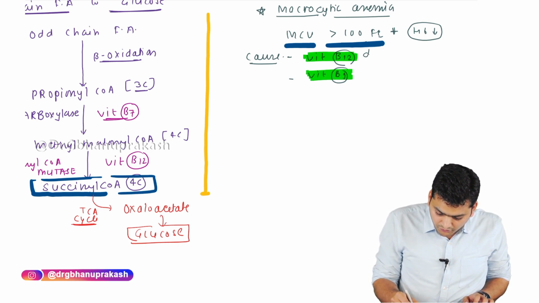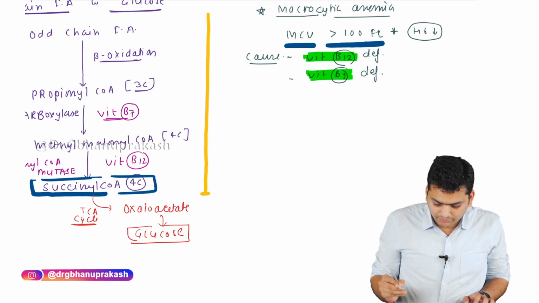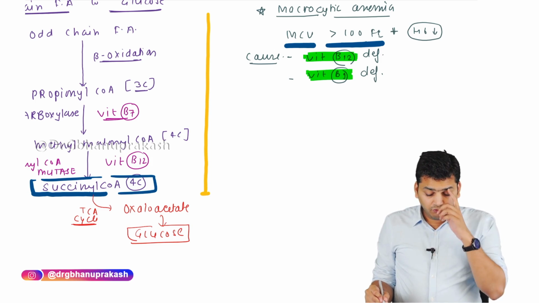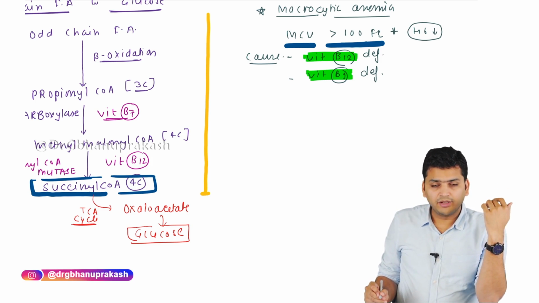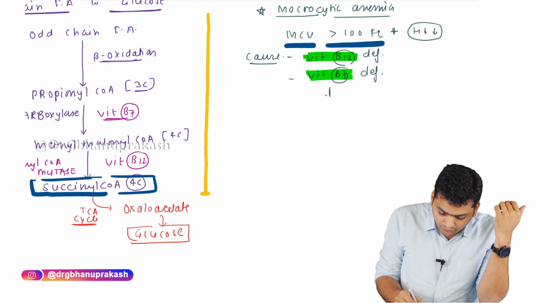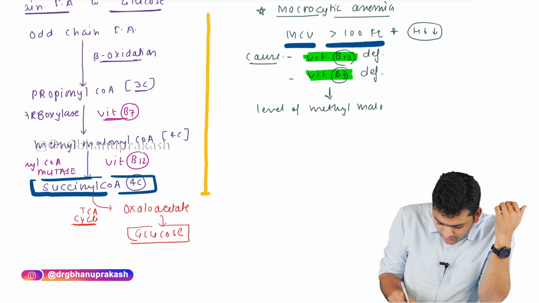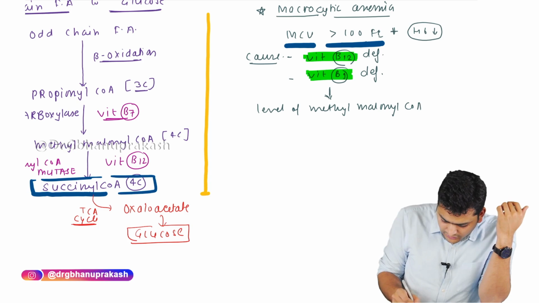It can be because of B12 deficiency or can be because of B9 deficiency. Both can lead to macrocytic anemia. Now, we need to figure out whether it is due to B9 or B12 deficiency. So, what is the next thing that you will do? The next thing that you are going to do is check the level of methylmalonyl CoA.